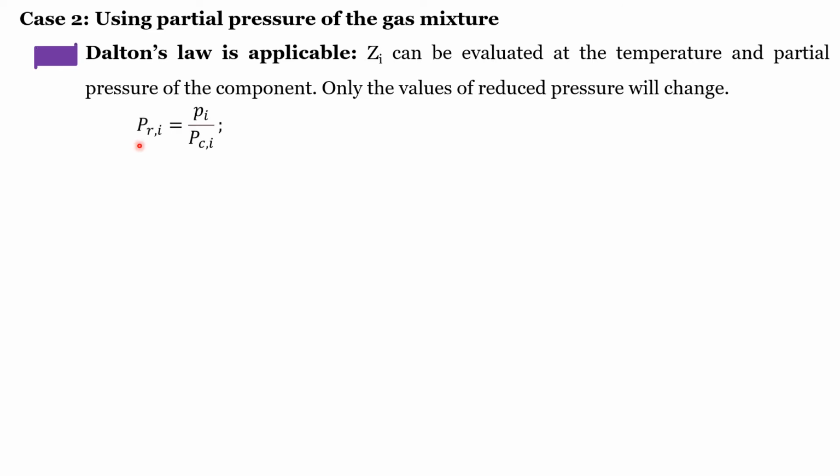So we can write a reduced pressure for ith component equal to partial pressure of ith component divided by critical pressure of ith component. In the previous case, we were using total pressure of the gas mixture, but in this case we are using individual pressure.